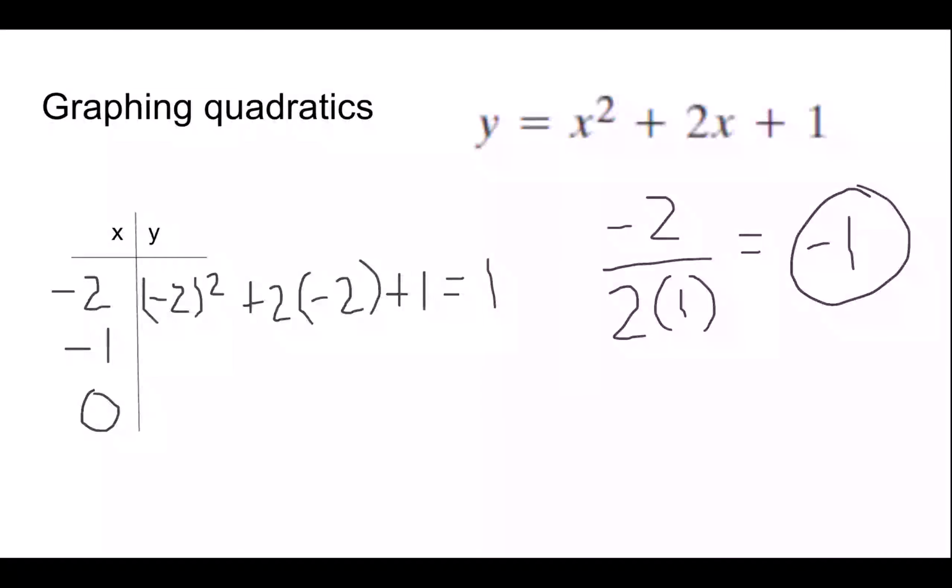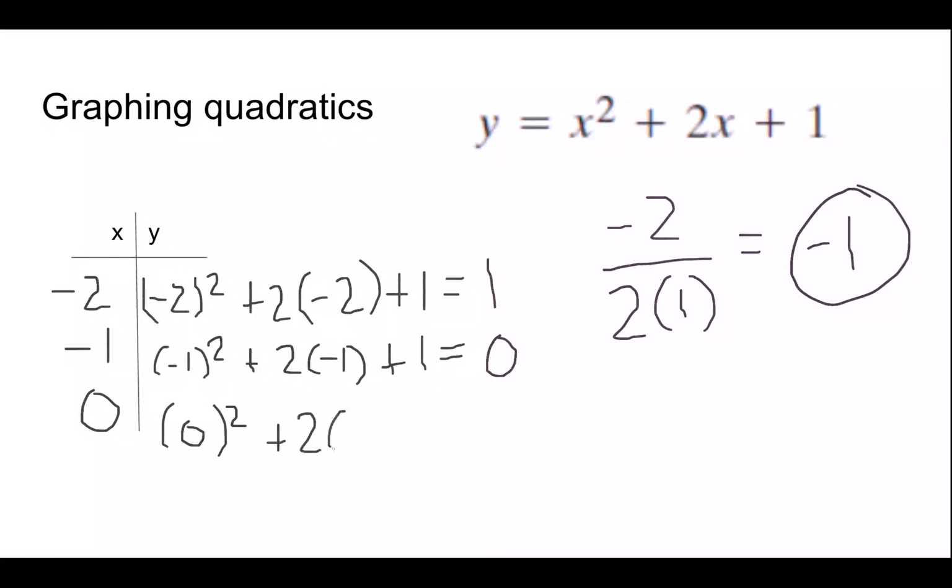When I plug this negative 1 in, I should get negative 1 squared plus 2 times negative 1 plus 1, which should give me 0. Then we'll plug this in, 0 squared plus 2 times 0 plus 1, which should give me 1. And you can already see that we got a low number, a higher number, and a higher number that's the same distance apart, so we can already see the U shape much better.